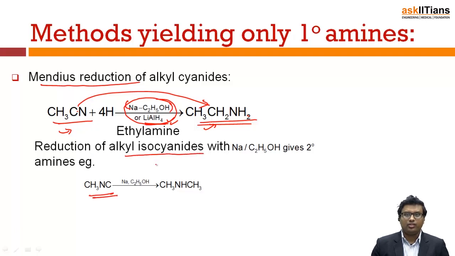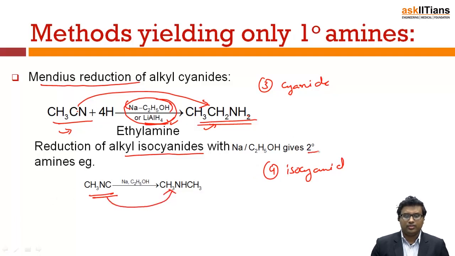Now the third thing is cyanide or alkyl cyanide. The fourth thing is isocyanide. If you have an isocyanide, it can be converted into a secondary amine. You can see here that an isocyanide converts into a 2 degree amine.